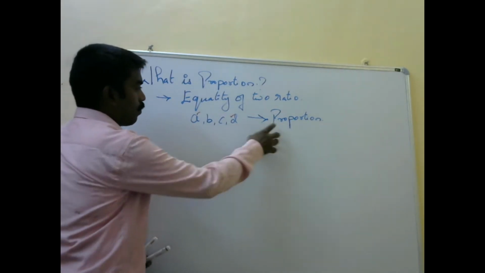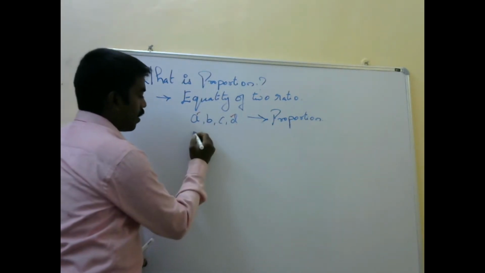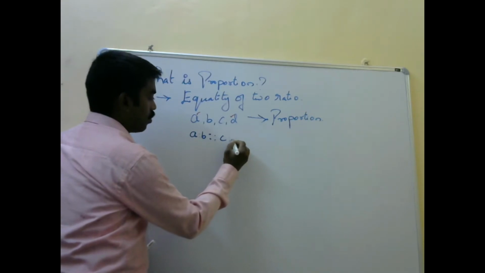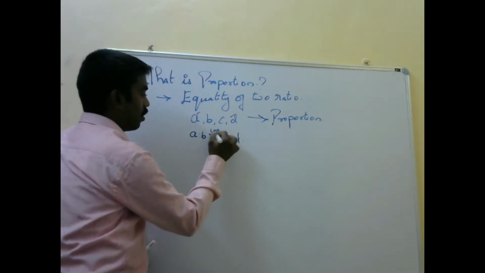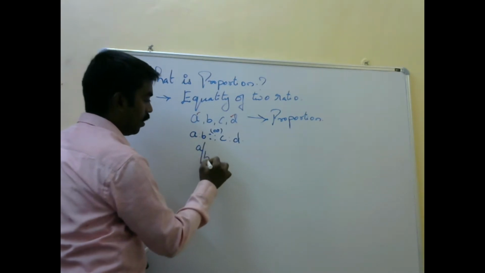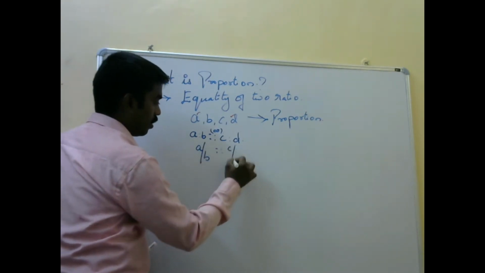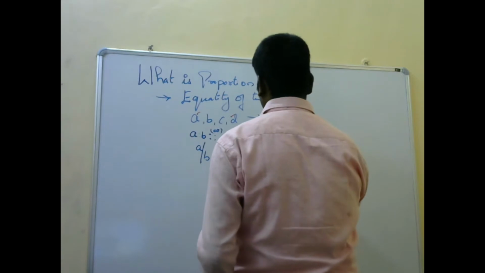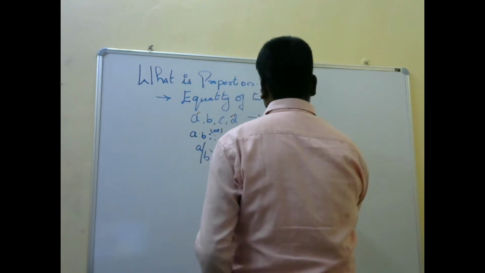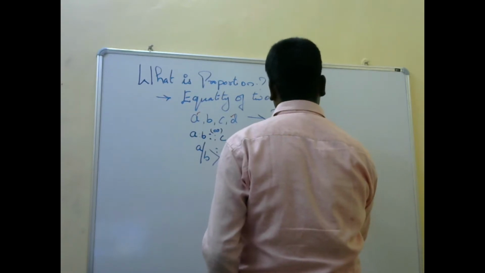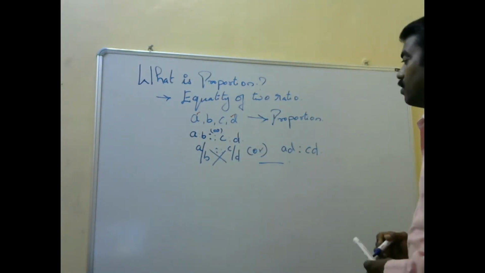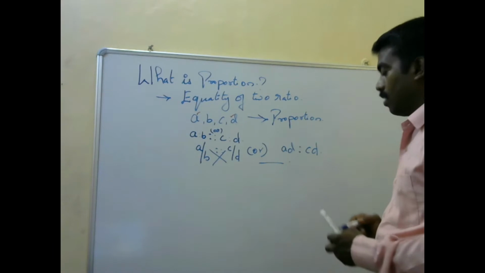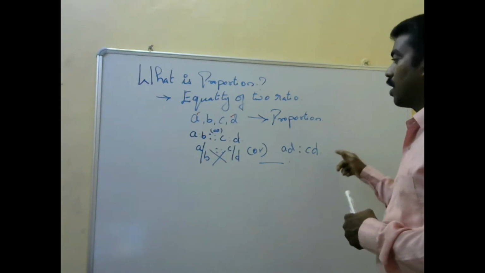If A, B, C, D is a proportion, we can write it as A is to B as C is to D, or we can write it as A by B is equal to C by D, or in the cross product form AD equal to BC. Please note it. A is the first term, B the second term, C the third term, and D the fourth term. So this is all called the proportion.